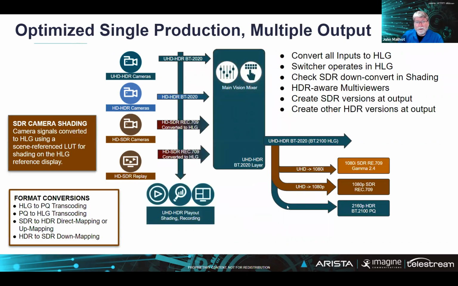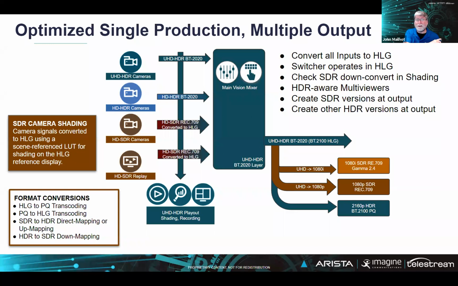The ultimate goal is to get to an optimized single production where whatever the source is, we create a high dynamic range version for production purposes. So if it's a standard dynamic range camera, you go through some LUT plus stretching up conversion to HDR. If it's an HDR camera, you're good to go. You only have to do normal camera shading. But for every one of those sources, you keep an eye on how it is going to look when it's converted at the end back to standard dynamic range.